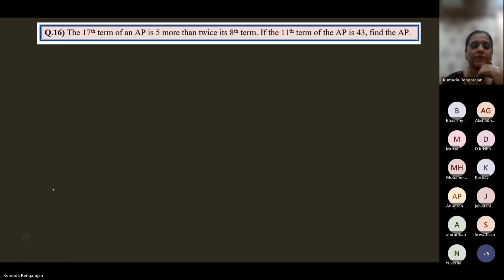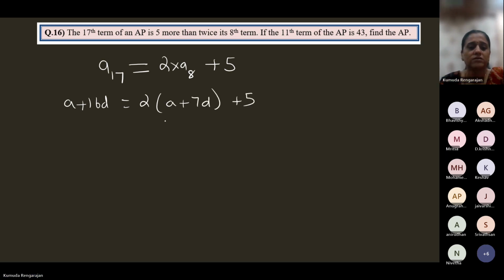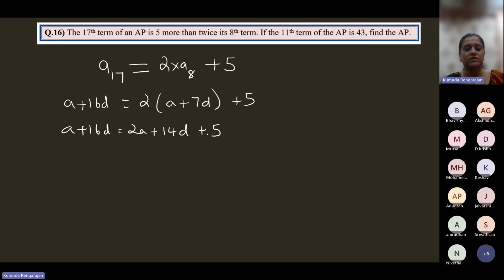We'll do it again. The 17th term of an AP is 5 more than twice its eighth term, 2 times its eighth term. So what is A17? A plus 16D is equal to 2 into (A plus 7D) plus 5. On working this, we get 2A plus 14D plus 5.